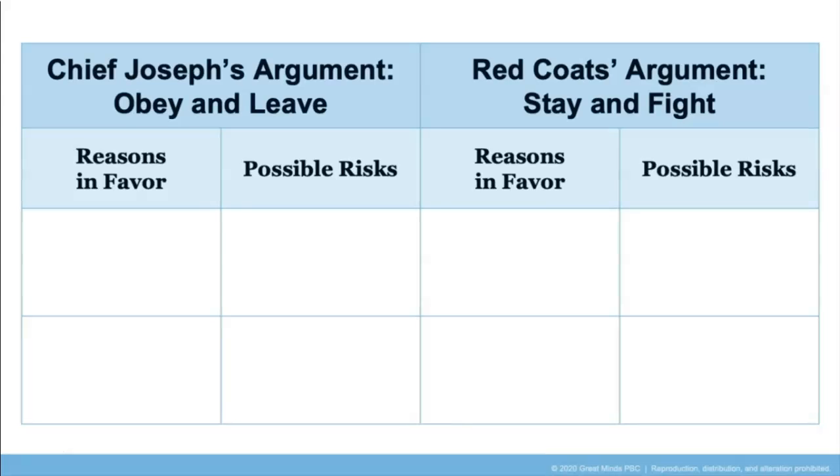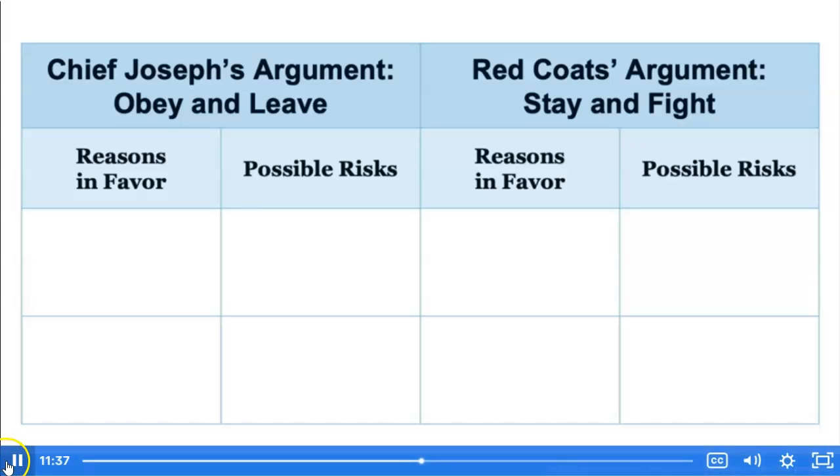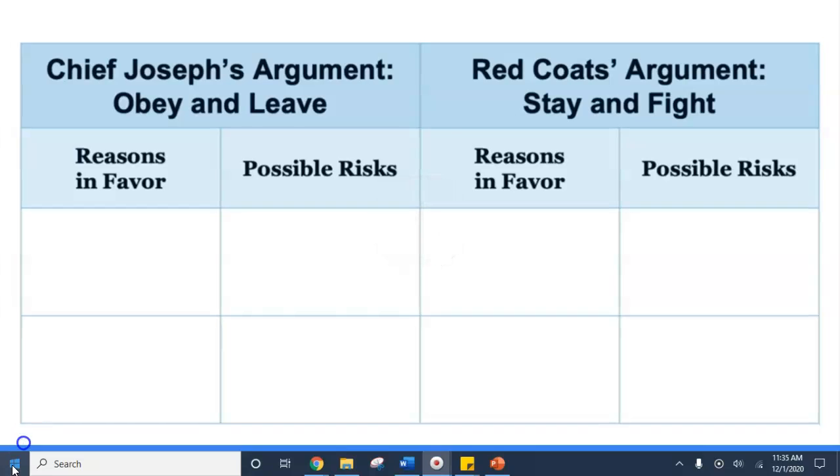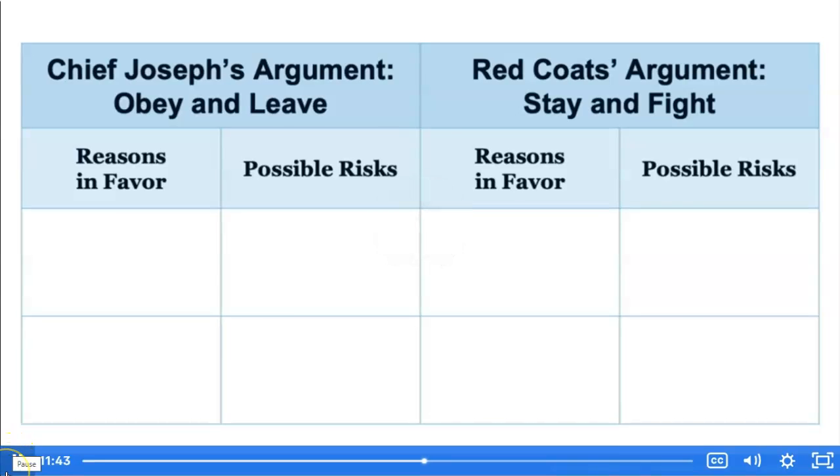Pause the video and take a moment to think about some of the reasons in favor of each side's argument, as well as the possible risks associated with each. Here's an example of a reason in favor of Chief Joseph's argument to obey General Howard. Chief Joseph warns his people that the soldiers surround them and far outnumber their warriors, and all have guns. He argues that they could not possibly win against the soldiers, and therefore they must obey General Howard's orders and leave Wallowa.